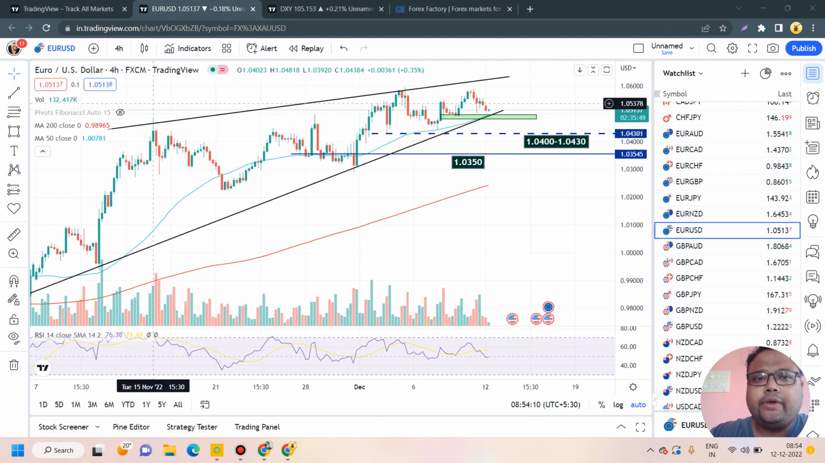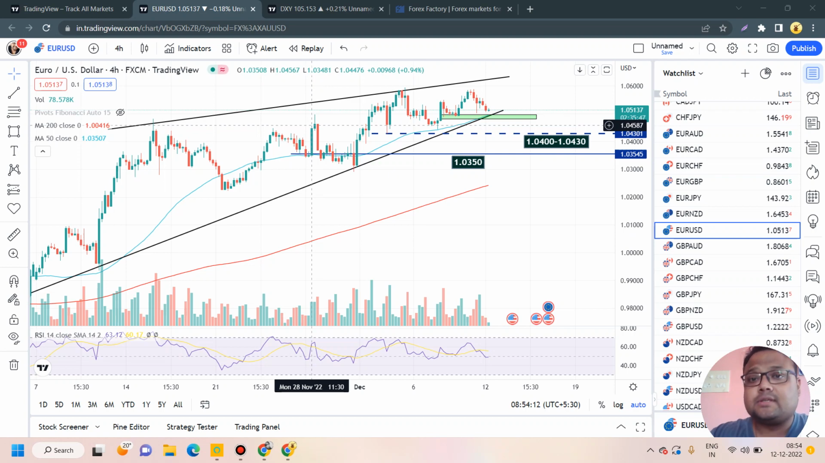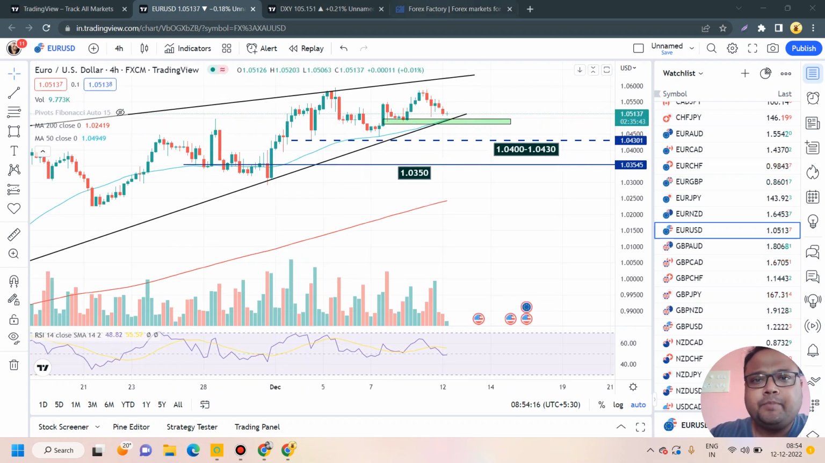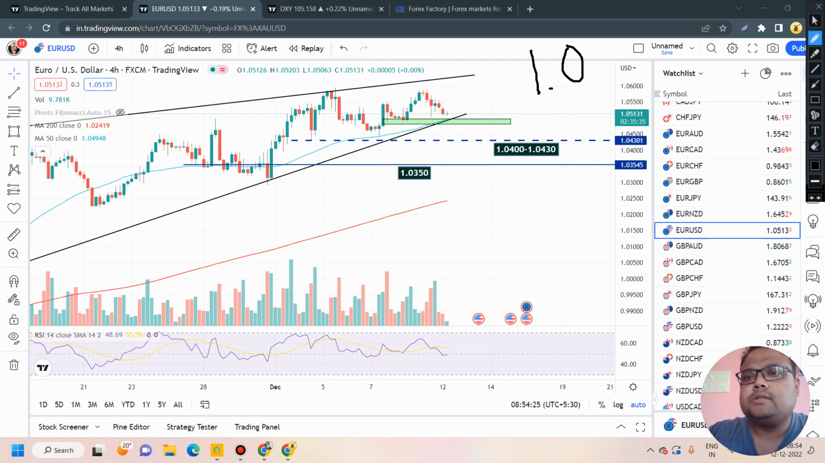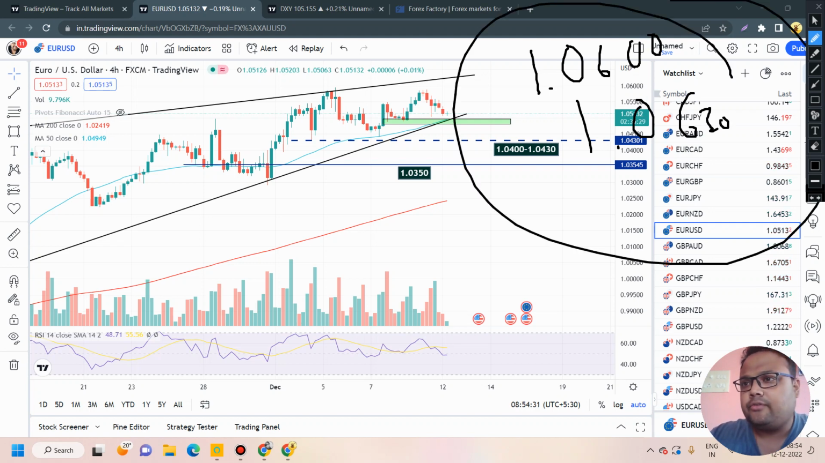So after all, we have a possible trend reversal pattern on the chart of Euro USD. And on the other hand, if the market goes up, then the resistance level that we have discussed in our previous videos is still very much intact. That is 1.0600 to 1.0630. This is the resistance on the chart of Euro USD right now.